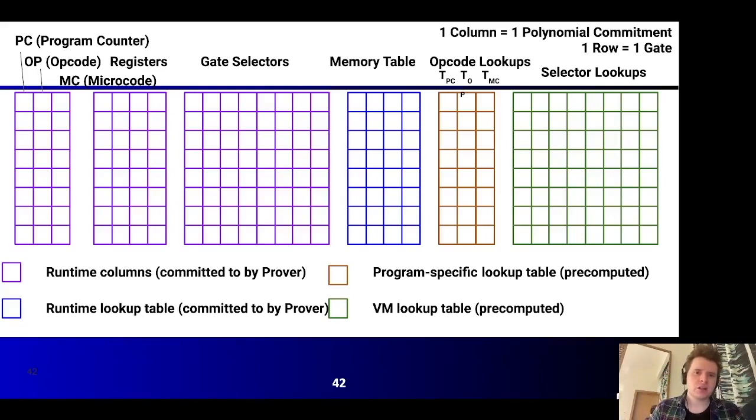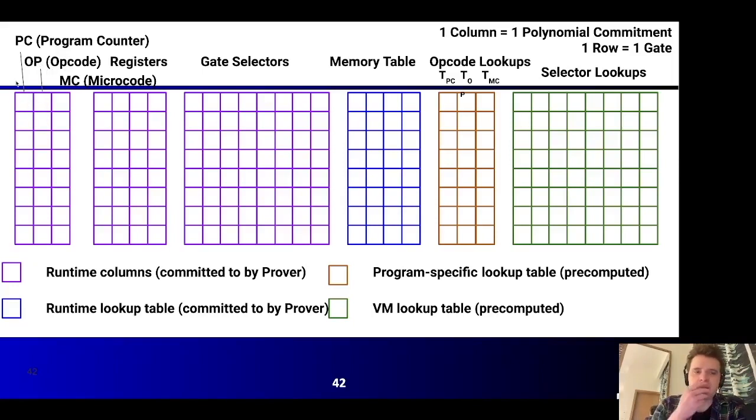For a virtual machine, what happens is the arithmetic conditions you're applying at each row of your circuit are not necessarily known ahead of time because they depend on the opcode that's being processed. And so the way that these VM architectures work is that you actually have a commitment to your program counter and the opcode that you're processing in a given row.